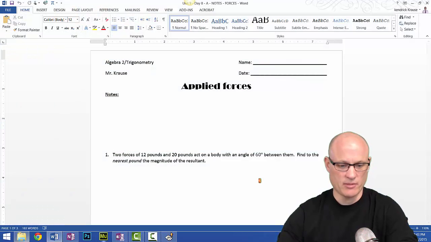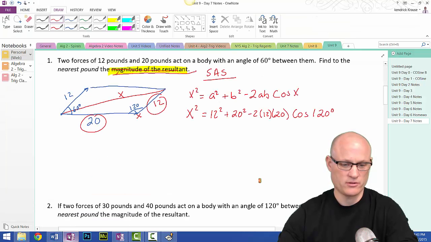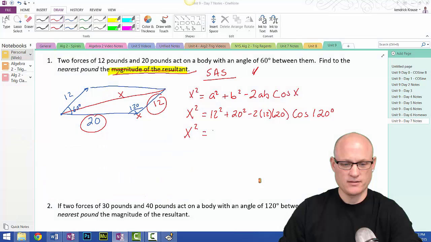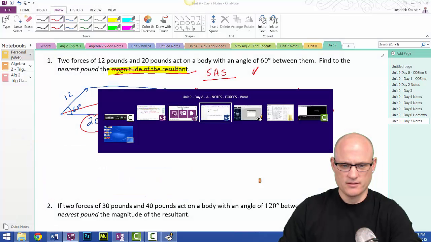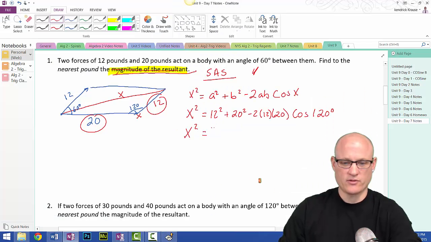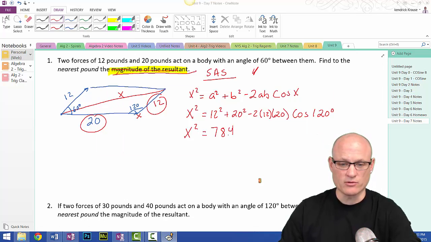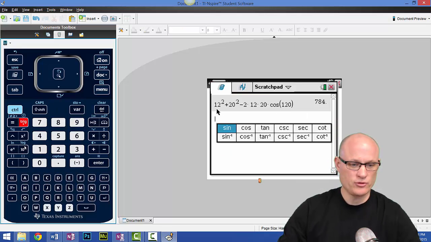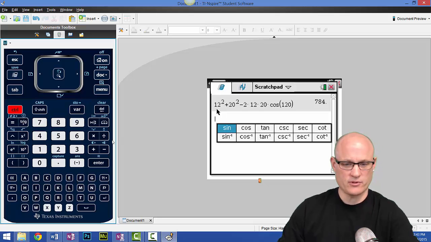Bring that back over to my work. So I have X squared equals 784. To get the answer, I have to take the square root of that. I'll just do the square root of the answer.